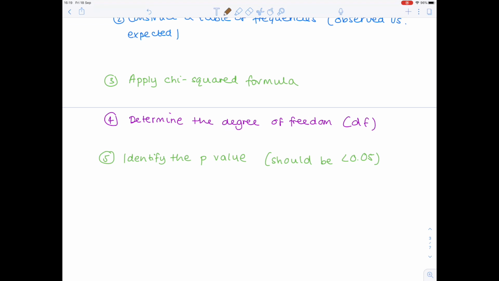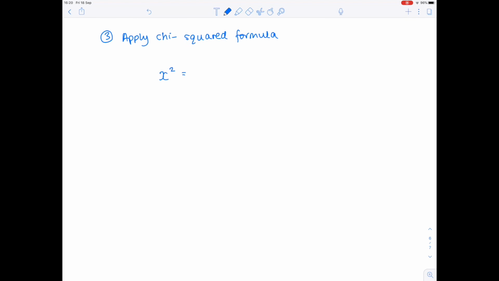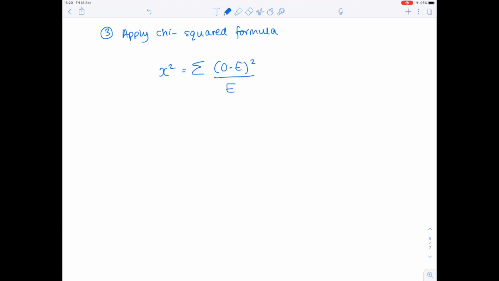Step 3 in our instructions was apply the chi-squared formula. And this looks disgusting, but I promise it's okay. Just trust. As with all formulas, it's really important you know what everything stands for. So you have your sum sign, which just means add it all up. O is your observed frequency. E is your expected frequency.